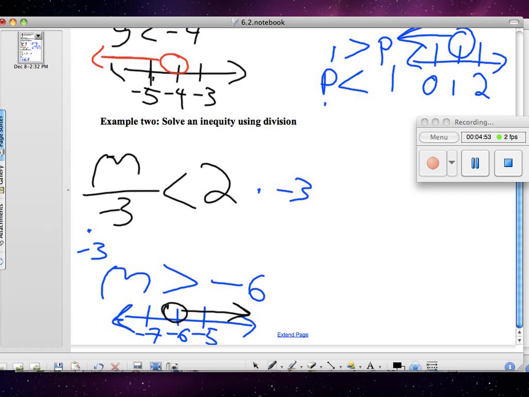Yes, ma'am? I thought it only switched if you multiplied negative by negative on the other side. No, if the one you're moving is negative, such as negative 3 is, you have to flip your inequality. So we moved a negative for the last one, we moved a negative for this one, it had to change.